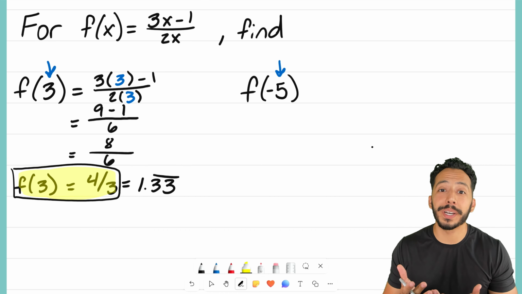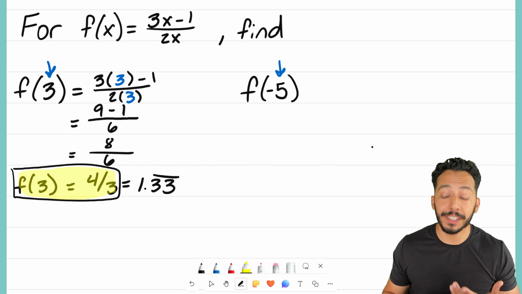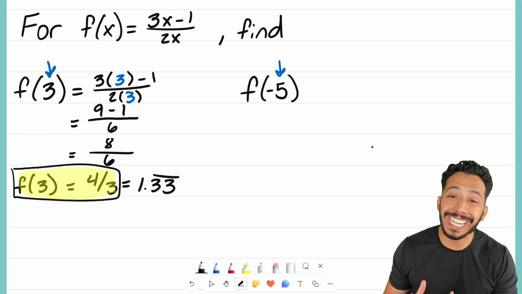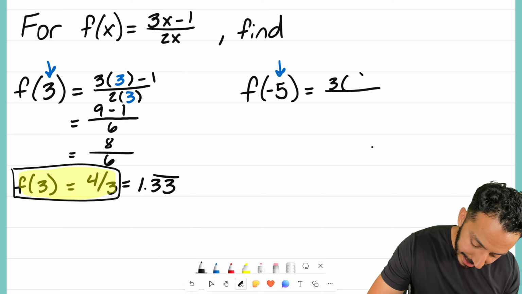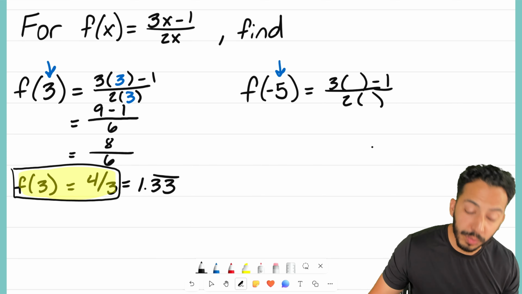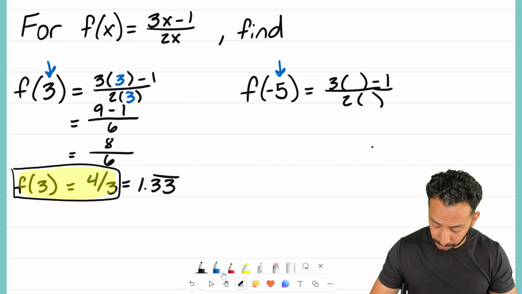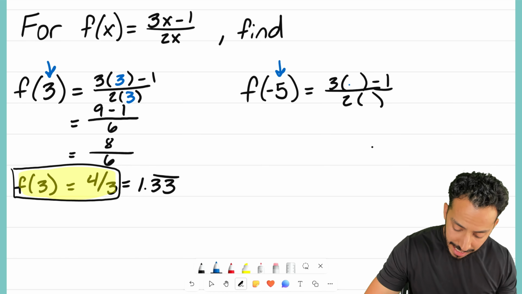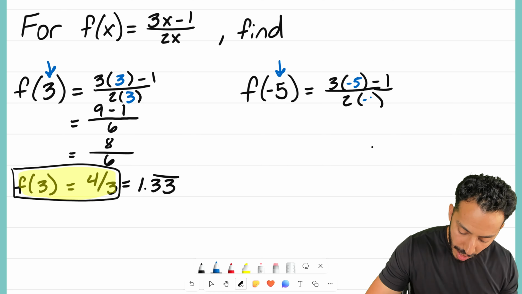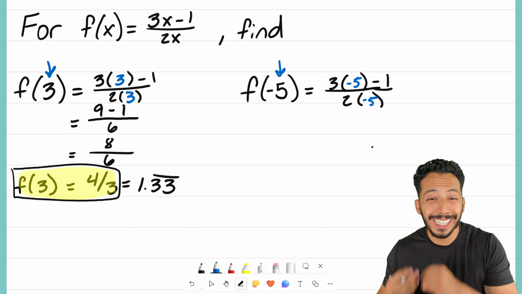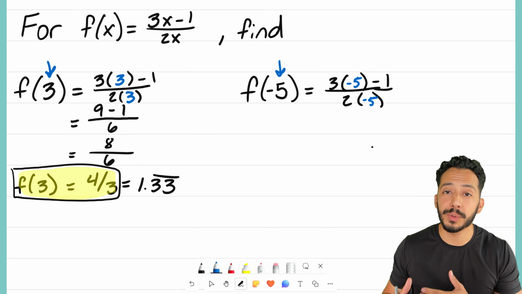Alrighty, now let's try another one. But this time our input is -5. So we have a negative number here to deal with. But again, I promise you, not too scary. Again, rewrite that entire fraction. But I'm not going to write the x variable, because now I know that x equals -5. A brand new input, gonna figure out our brand new output.